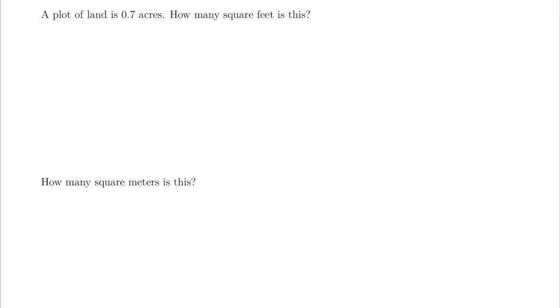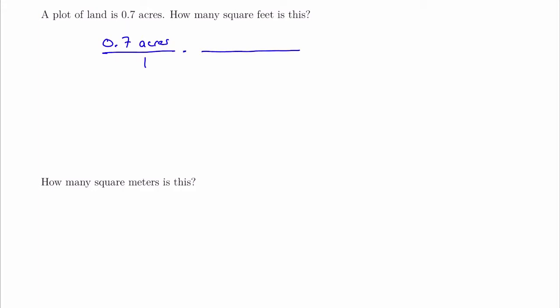A plot of land is 0.7 acres. How many square feet is this? To answer this question, we'll begin with 0.7 acres over 1. We will need to multiply this by a fraction that will equate how many square feet are in each acre.